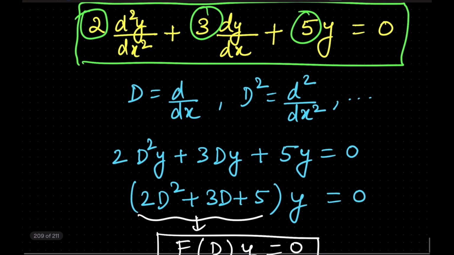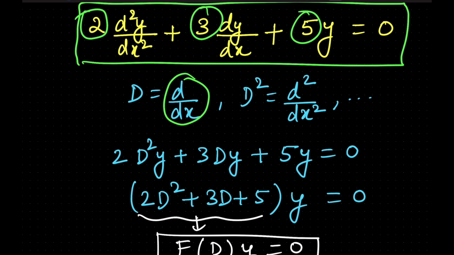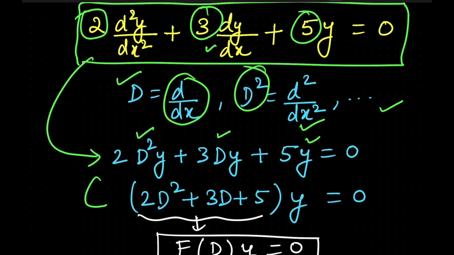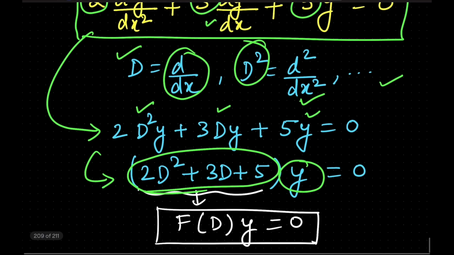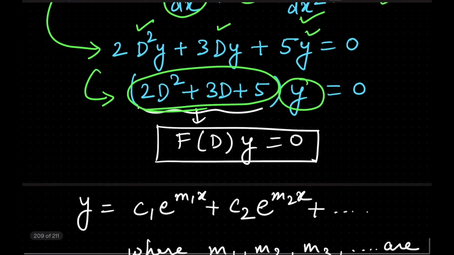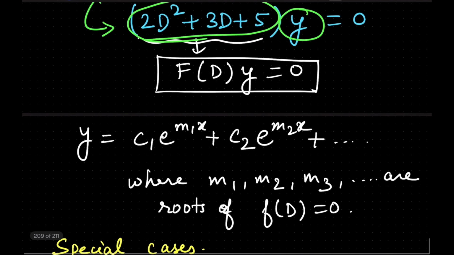So in place of single differentiation with respect to x, we replaced by capital D. In place of double differentiation with respect to x, we replaced by capital D square, and similarly so on. So you can see here this equation can be written like this. So now in the next step we can take out y common, and so we are left with this part. So this is the f(D) part, which is a function of capital D. And we saw how we derived this solution. So if you have not watched that video and you want to know how we have come to the solution, you can watch the first part of the video.